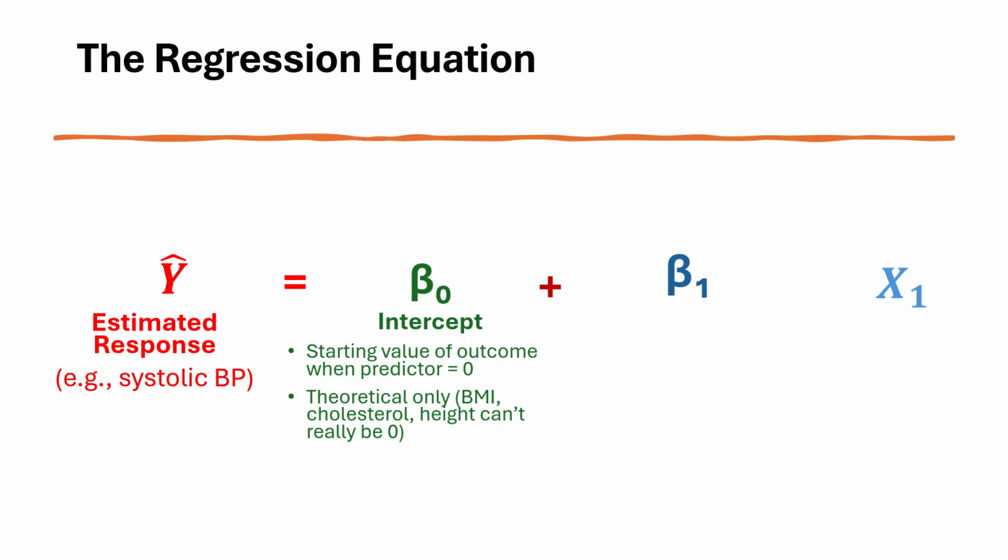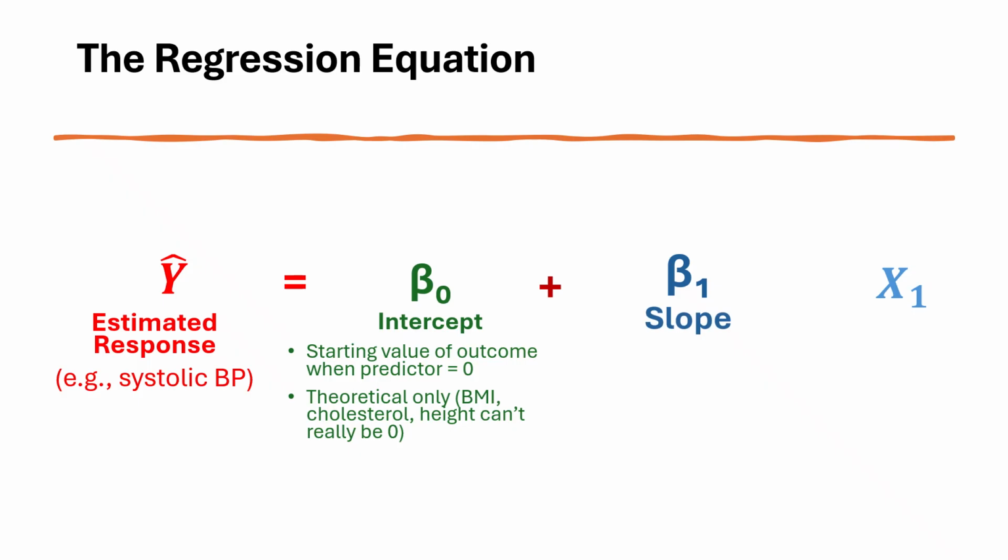Please note that this is a theoretical value. No one can have a BMI equal to 0 or a cholesterol equal to 0 or height equal to 0, because it has no real world meaning but provides a mathematical starting point.